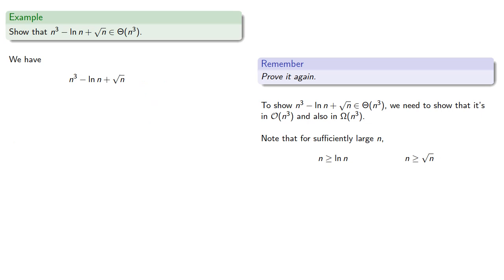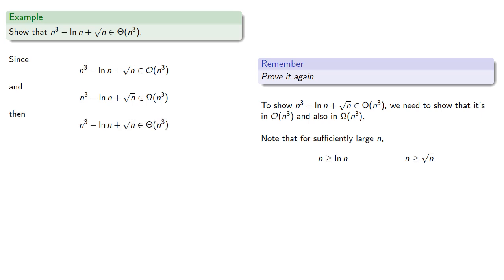And by the same reasoning, we can make our function smaller by not adding square root of n. We can make our function smaller by subtracting more. We can further increase that subtraction, but we have to be careful here because we don't want it to vanish completely. And that tells us that our function is omega of n cubed. And since our function is big O of n cubed and omega of n cubed, then it's in both, and so it's order n cubed.